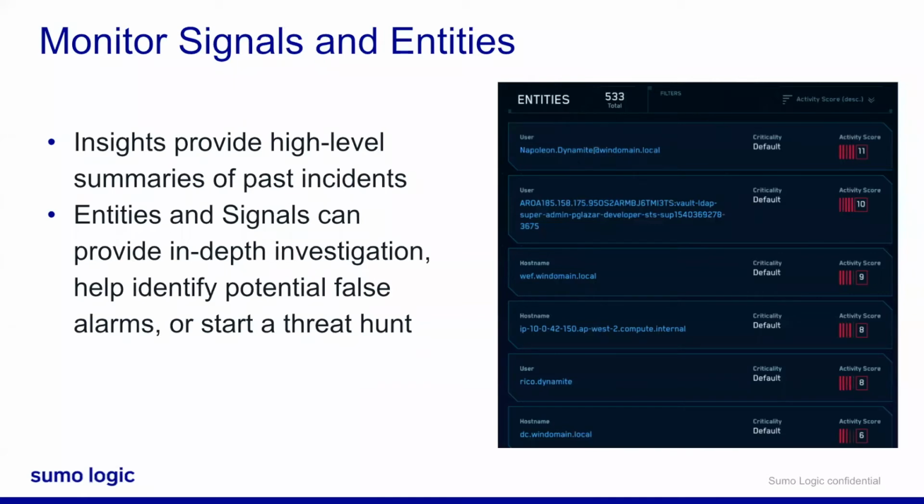The Entities tab is going to list all the entities that your rules have detected in the last 14 days by default. Each entity has an activity score associated with it. The activity score is the sum of all the severity scores of all the unique signals associated with that entity. When an entity's activity score reaches 12 or higher, an insight is created. If you have several entities with relatively high activity scores, this might be a good starting point for a threat hunt.